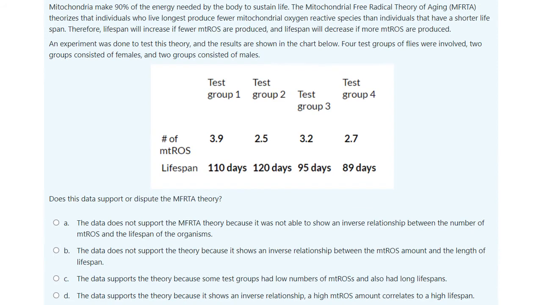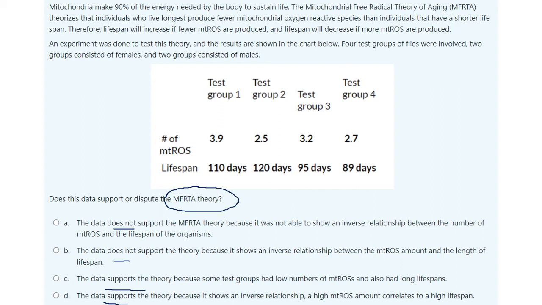And then last question. Does the data support or dispute the MFRTA theory? Answer A and B: the data does not support the theory. Answer C and D: the data supports the theory. So it does support or it does not support. First question, what is the MFRTA theory?